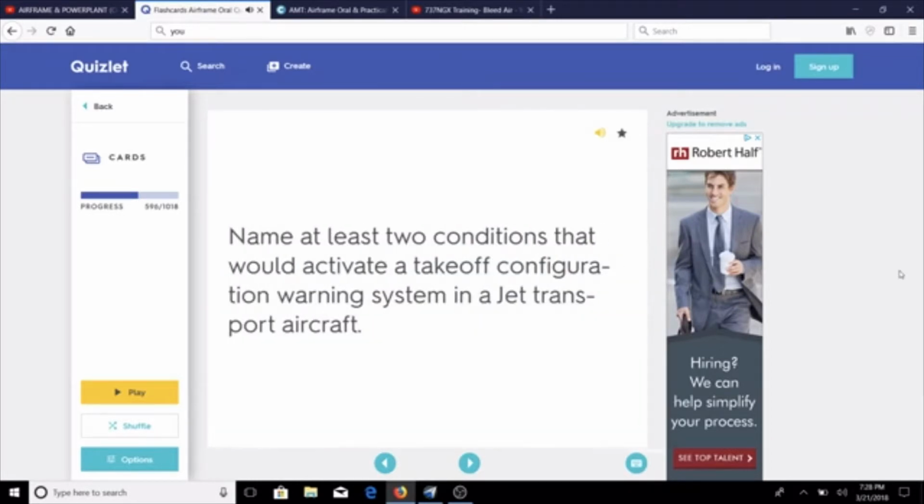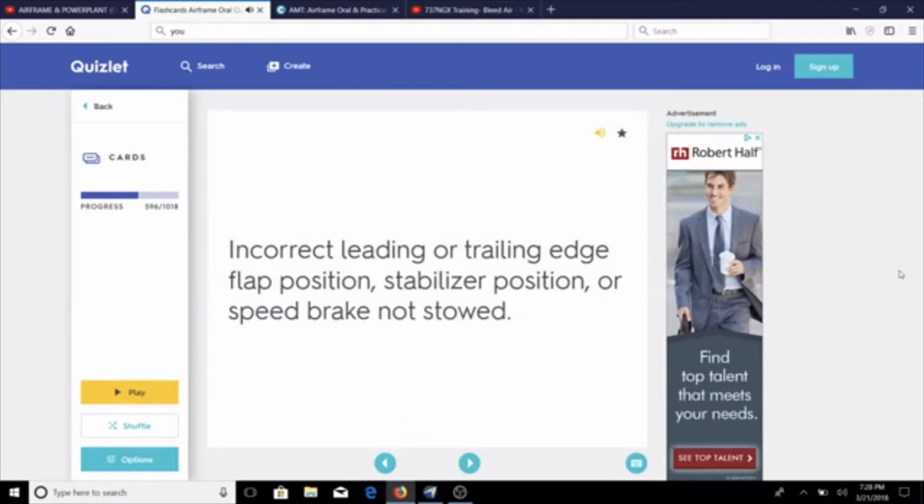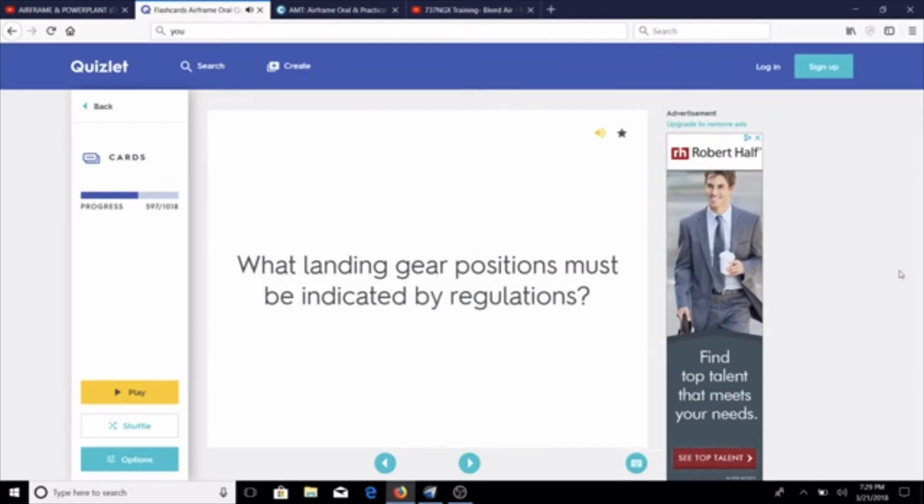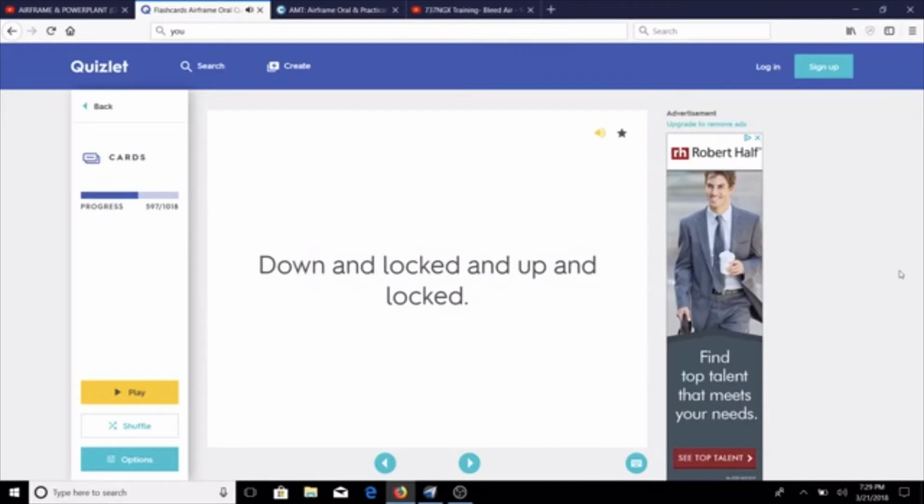Name at least 2 conditions that would activate a takeoff configuration warning system in a jet transport aircraft. Incorrect leading or trailing edge flap position, stabilizer position, or speed brake not stowed. What landing gear positions must be indicated by regulations? Down and locked and up and locked.